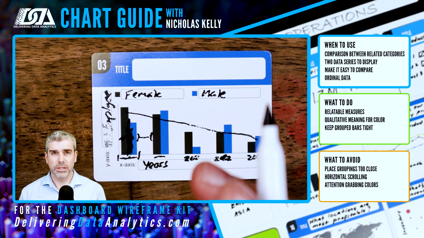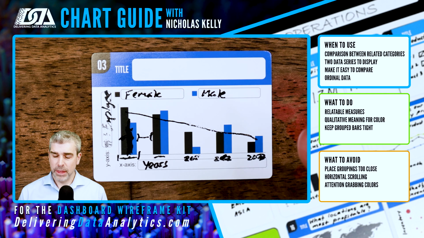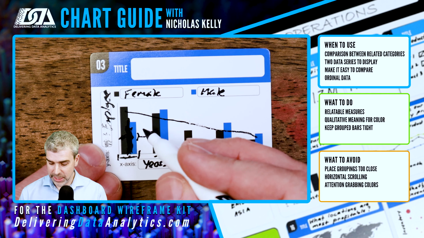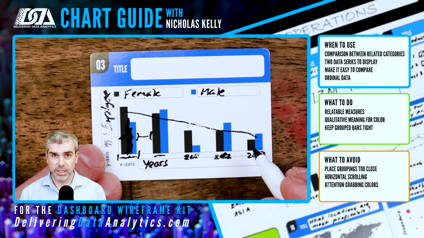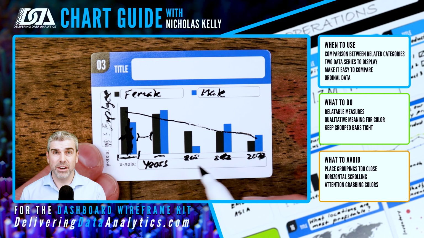So this was the double bar chart, our vertical chart. Some things to just quickly note at a high level: keep some decent space, avoid horizontal scrolls, use sensible colors, and it works well for ordinal data or time series.